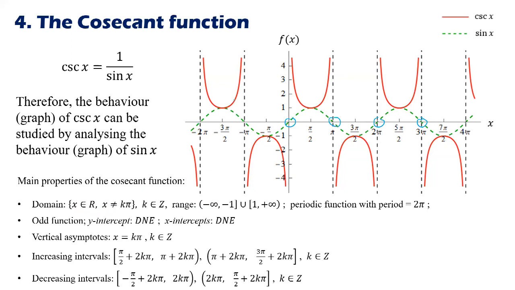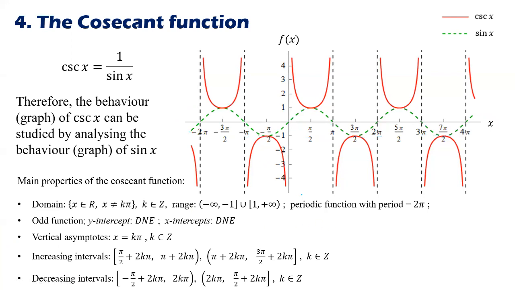The range is simply negative infinity to minus 1, and then 1 to positive infinity, right? If you have a look at the graph, we know that the cosecant cannot take any values in between minus 1 and positive 1, right?